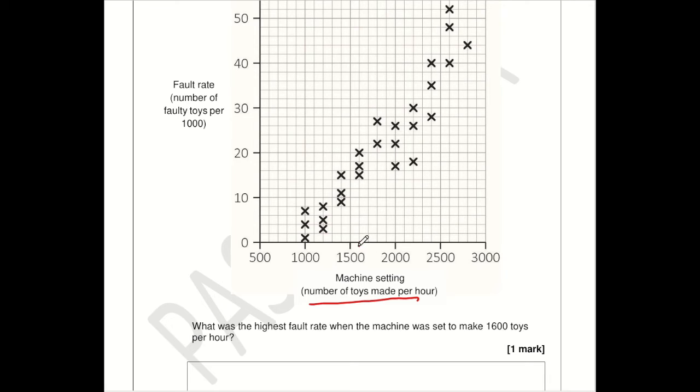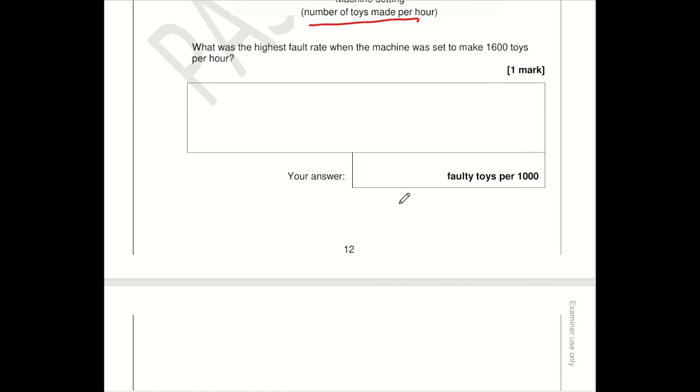Okay, so we've got 3 values on 1600, we've got 1, 2, 3, and we want the highest fault rate. The fault rate is over here on the y-axis, so just take this value over here and we can see that the answer there is 20 faulty toys per 1000.